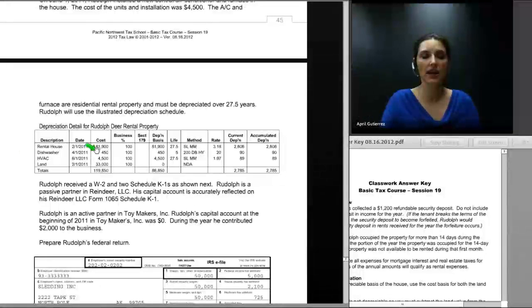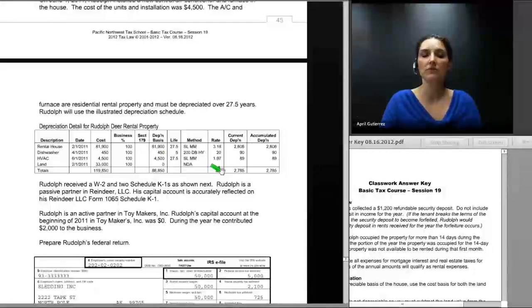We can see the dishwasher has $450 of cost, 5-year recovery property under a 200% declining balance method. That gives us first year depreciation of $90. And for the heating and air conditioning system, we have a depreciable basis of $4,500, 27.5 years straight line mid-month convention, giving us $89 of first year depreciation. And of course, the land is listed separately on the depreciation schedule at a cost of $33,000, but it is not a depreciable asset. No depreciation is claimed.